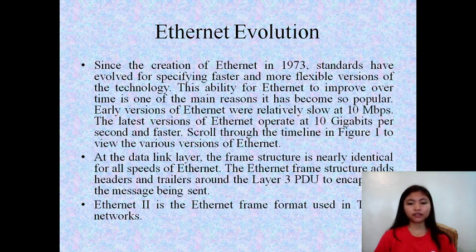The Ethernet frame structure adds header and trailers around the layer 3 PDU to encapsulate the message being sent. Ethernet II is the Ethernet frame format used in TCP/IP networks.